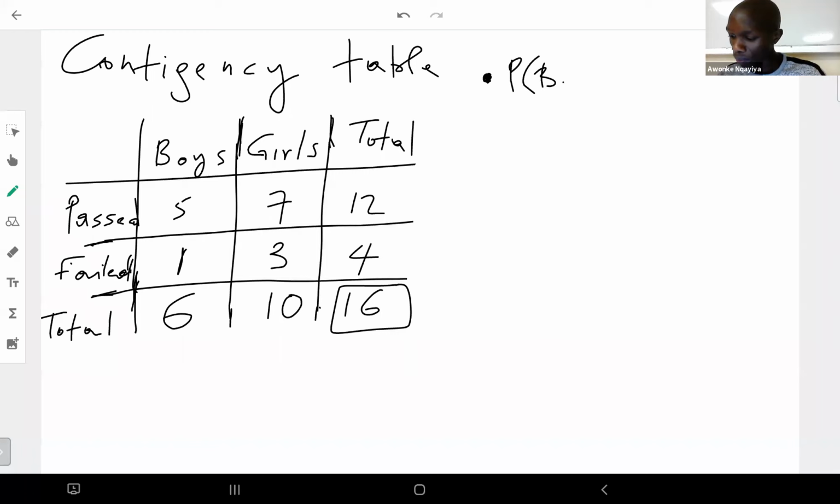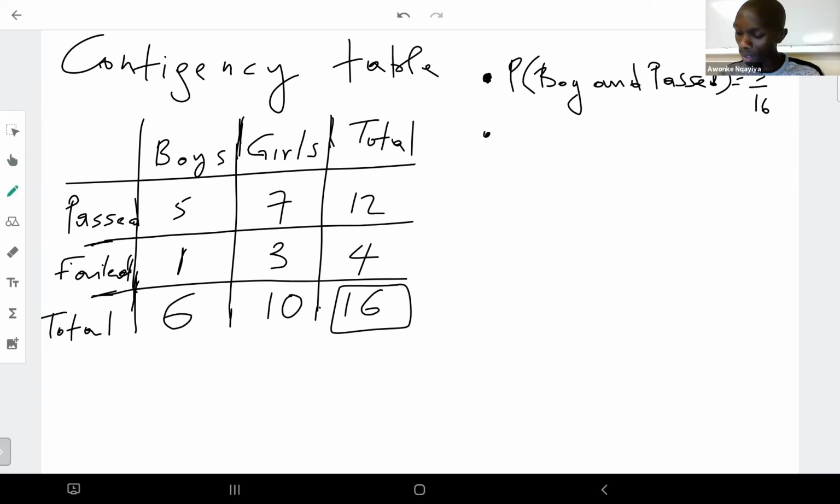A probability that it's a boy and the boy passed. So what is the probability? 5/16. You will check that combination. There is a boy, so there is a boy. There is passed, there is passed. So it's boy, passed. Their point of intersection is that 5. Then you will take that 5 as a numerator, because that 5 is the number of boys that passed, and then you divide by the total number of learners that were there.